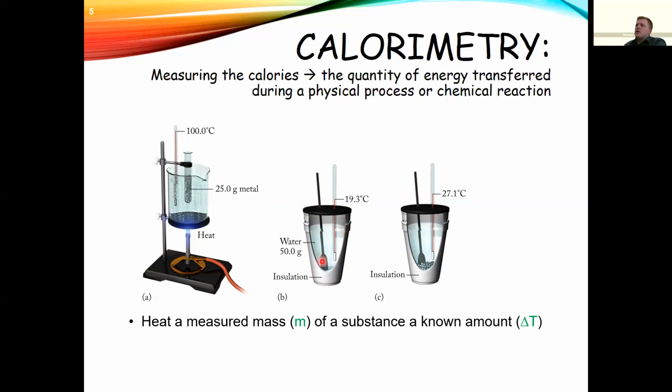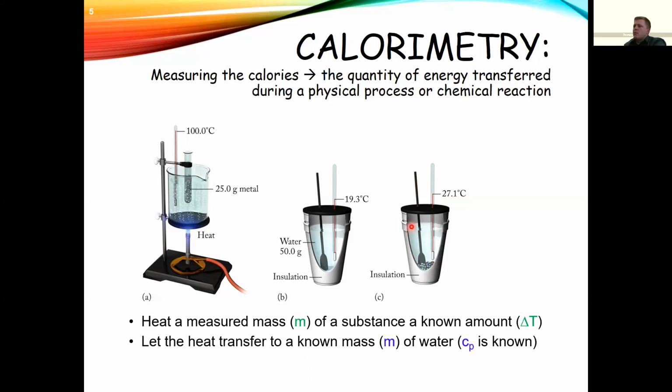And we fill this with a known amount of water. So here we're saying we have 50 grams of water. And we stick a thermometer in there and measure the initial temperature. So this one is starting at 19.3. Then we take our hot substance and we dump it in. So you can see down here that we have our metal. Then we let that transfer its heat to the water. And then we measure the final equilibrium temperature of the water, which in this case would be 27.1 degrees Celsius.